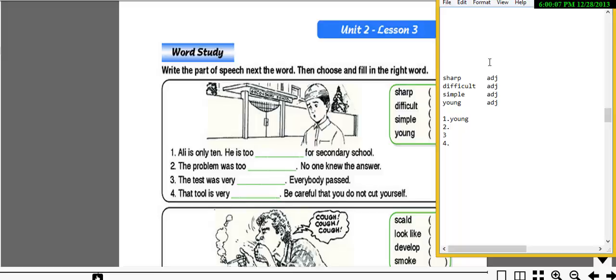The test was very blank, everybody passed. Well, yeah, that makes sense actually. Everyone passed because it's easy. So number three is simple. And if you want to think about it in a different way, with number four and two as the only ones left, you've got sharp and difficult.